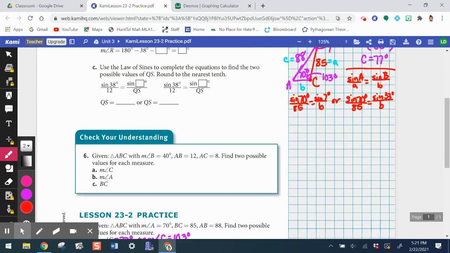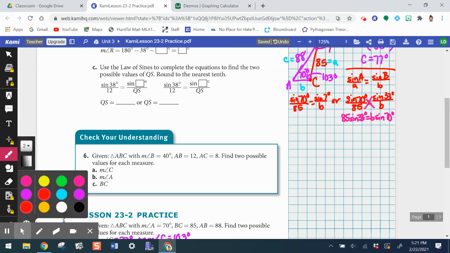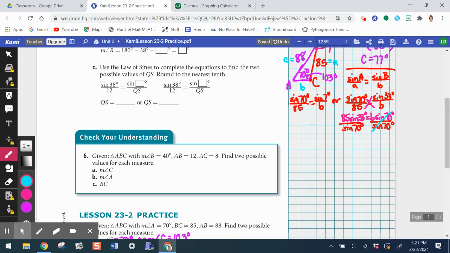So now we'll use cross multiplication here. So we'll get b times the sine of 70 degrees equal to 85 times the sine of 33 degrees. And since that's b times the sine of 70, we'll divide both sides by the sine of 70 degrees to solve for b. Of course, the sine of 70 degrees will cancel on this side, and we'll have b equal to 85 times the sine of 33 degrees over the sine of 70 degrees.